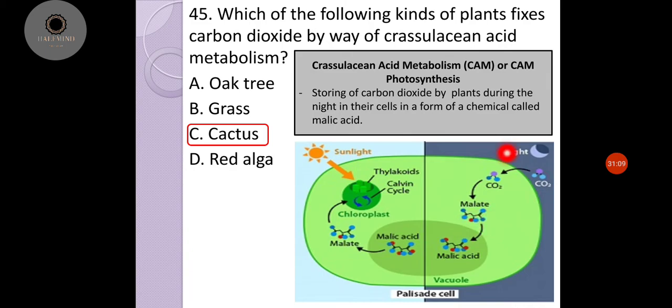And then when the day comes, they will convert malic acid back to carbon dioxide para magamit na nila in the photosynthesis. Kasi during the day, mayroon ng sunlight, meaning mayroon na ring source ng ATP at saka NADPH. So that's it. Mostly ang gumagamit ng CAM photosynthesis is yung mga plants na nasa environment na mainit. Okay? Example of that is the cactus.